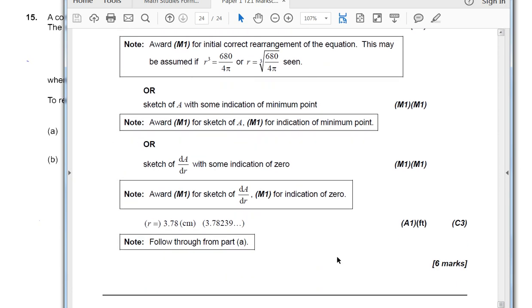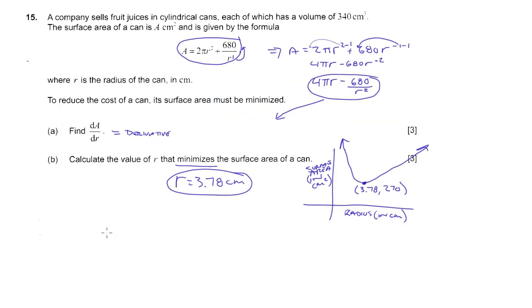And then we just got to see if we got the right answer. And there it is, 3.78 centimeters. Tell me that we put centimeters on there. Yes, 3.78 centimeters. So there's our third point for that also. Okay. All right. That's it. That's all of paper 1.